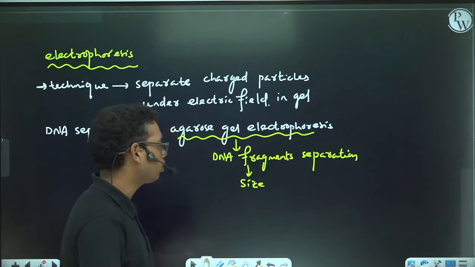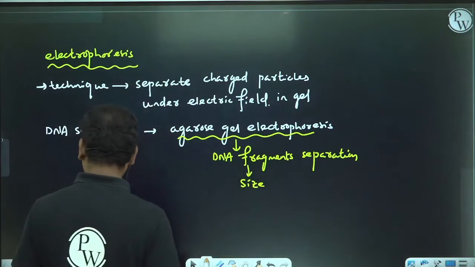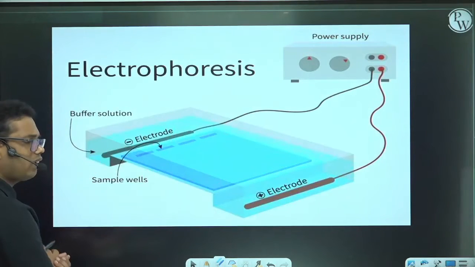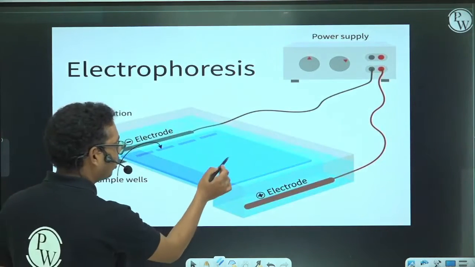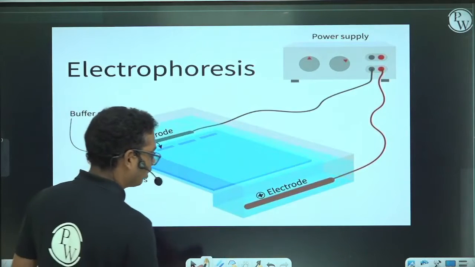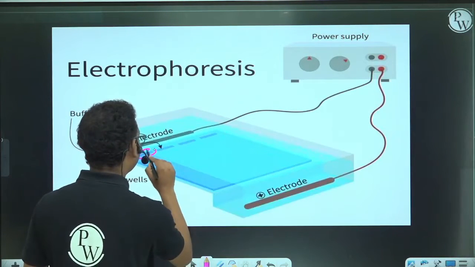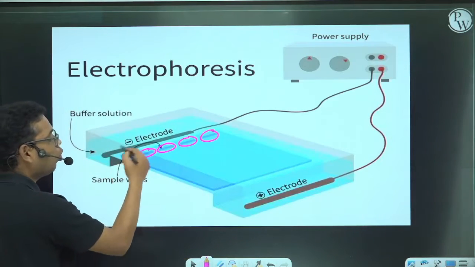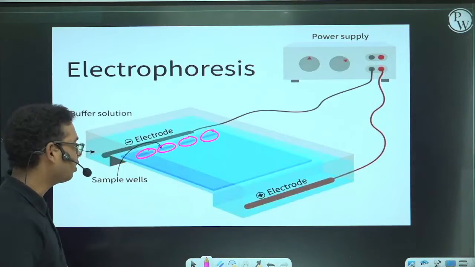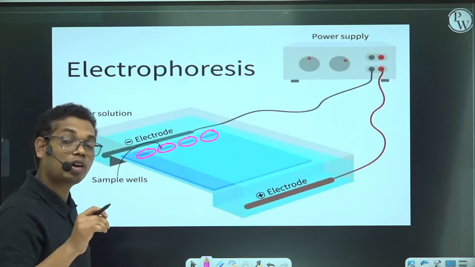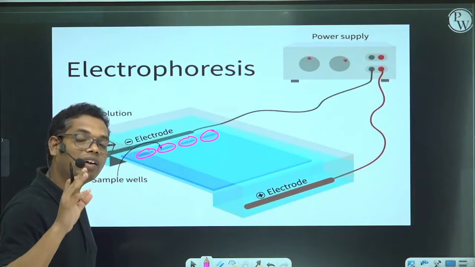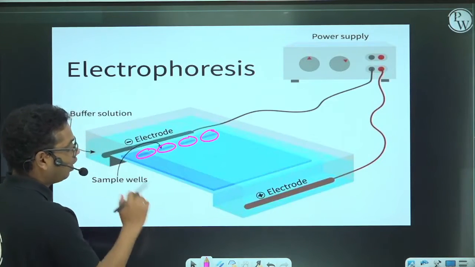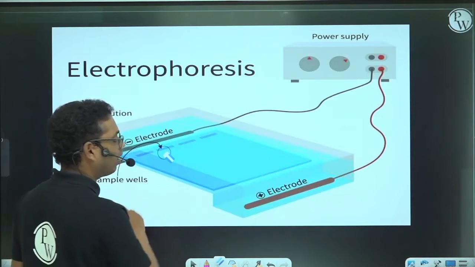Suppose here you can see that this is the gel electrophoresis setup. This part is basically the gel, and you can see clearly that this gel has some depressions, and in these depressions I will load the DNA sample. The DNA sample will have a number of DNA fragments of different lengths, and we know that DNA has a negative charge.